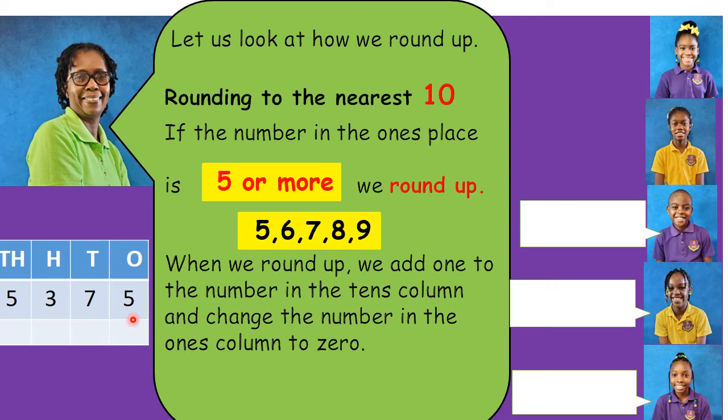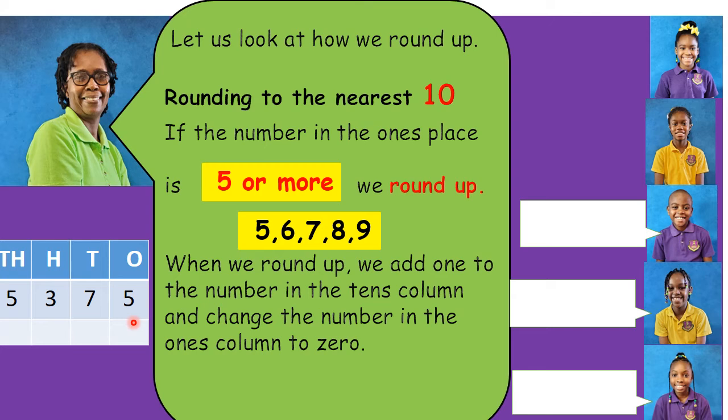But how do we round up? Let's see how we round up. When we round up, we add 1 to the number in the tens column, and we change the number in the ones column to 0. So when we round up, we add 1 to the number in the tens column, and in my tens column I have 7. So if I am going to add 1 to the 7, and then I am going to change this number to 0, who can tell me the answer for this problem? What is 5,375 rounded off to the nearest 10?